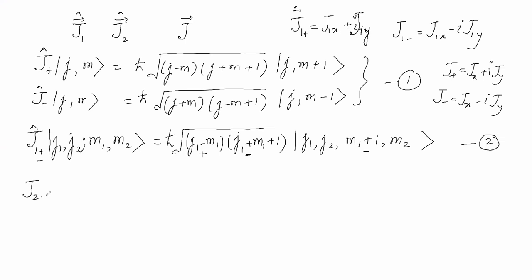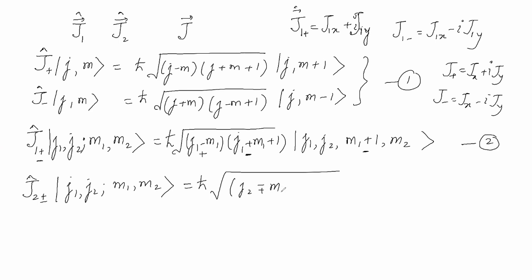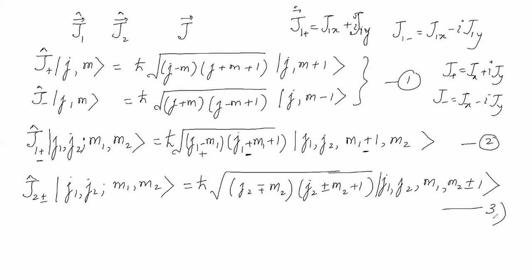Similarly, J2 plus minus on |J1, J2, M1, M2> gives H cross square root of (J2 minus plus M2)(J2 plus minus M2 plus 1) |J1, J2, M1, M2 plus minus 1>. I am calling this equation number 3. Okay.